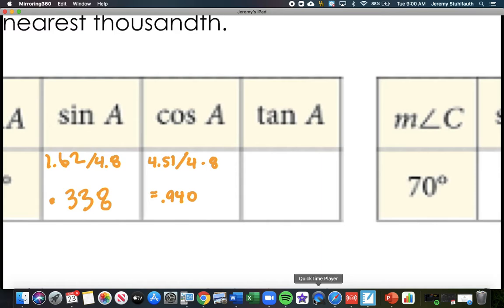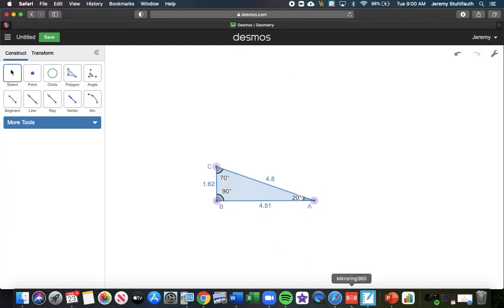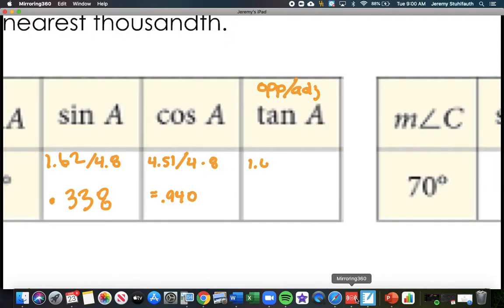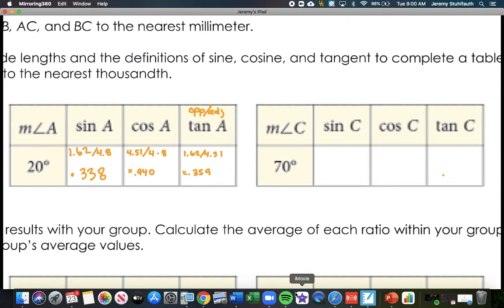And then finally, tangent of A would be opposite over adjacent. So opposite over adjacent, if we go back to our triangle, would be 1.62 divided by 4.51. If we type that into our calculator, we get 0.3592, which would round to 0.359. So we have those ratios for sine, cosine, and tangent of the 20-degree angle.